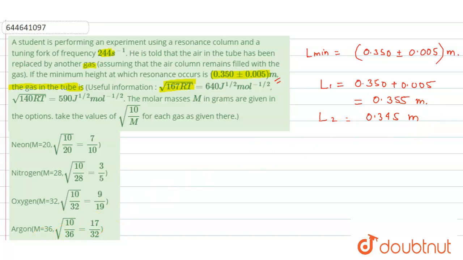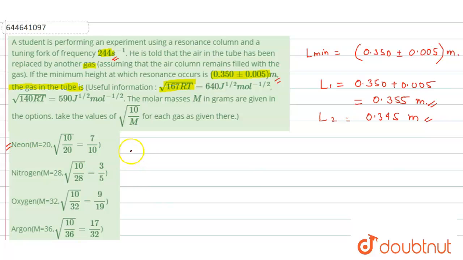So the gas which will give this length will give the resonance with the tuning fork of frequency 244 Hz. So now we have to find the length of the air column for different gases, that is, up to what minimum height these gases can produce resonance. So how do we find that?